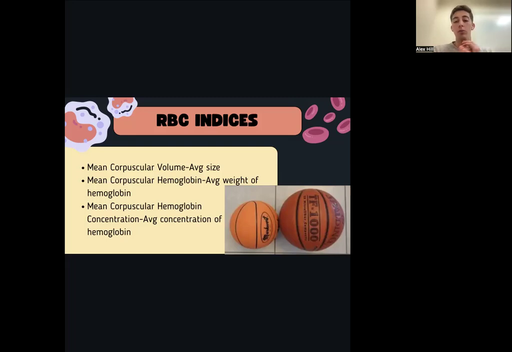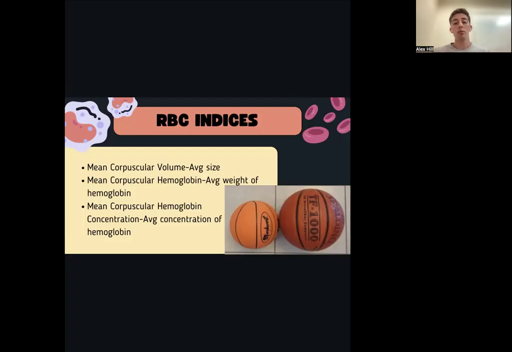So what are the differences between these two? I'm going to compare them to a basketball. So whether the basketball is large or small, mean corpuscular hemoglobin, or MCH, can be compared to the amount of air in the ball. So that hemoglobin is like the air. So the ball can have the same amount of air, whether it is small or large, which leads us to MCHC, which is the concentration of the hemoglobin.